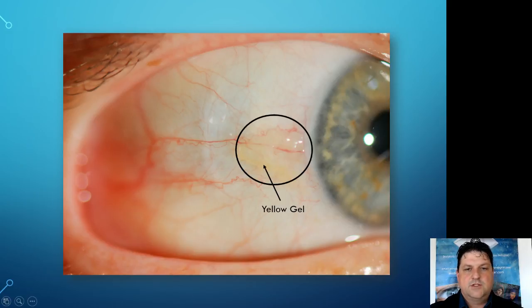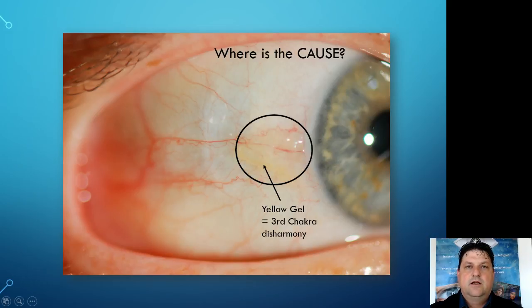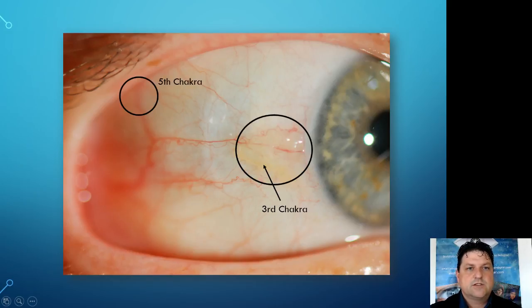And I'm going to call, just to make it easy, a yellow gel. All right. This yellow gel, it's correlated with the third chakra disharmony, right? And what is the cause? Where is the cause? How am I going to look for it? So the cause maybe is here on this area. See the connection on this area? It's a fifth chakra area, right?